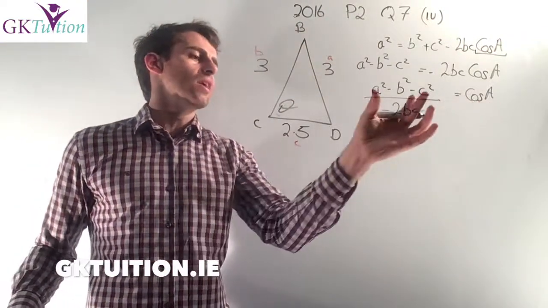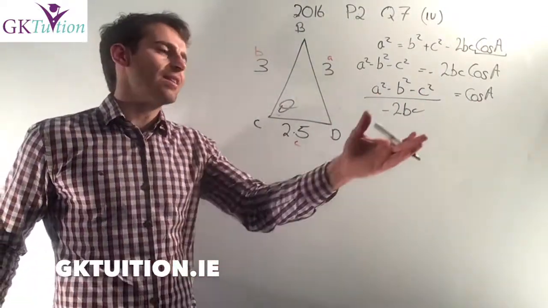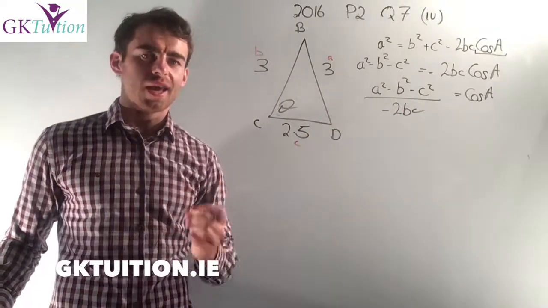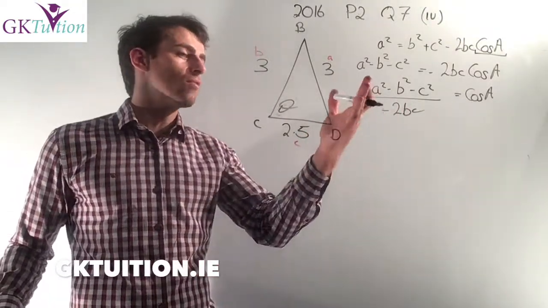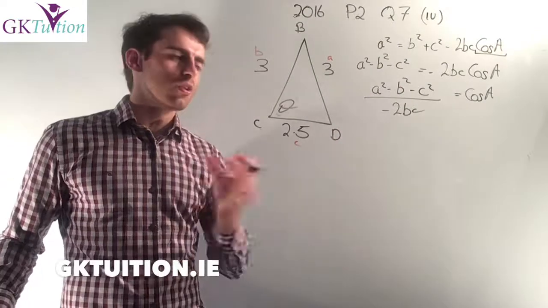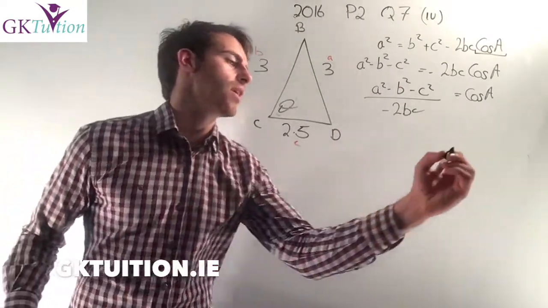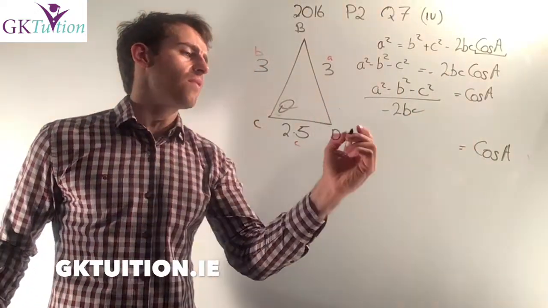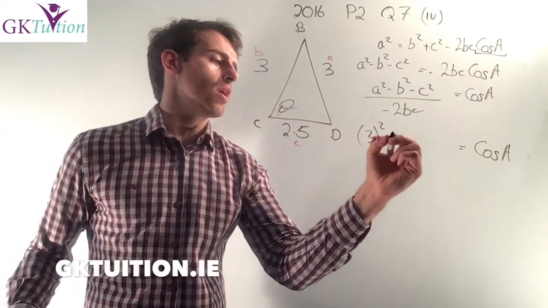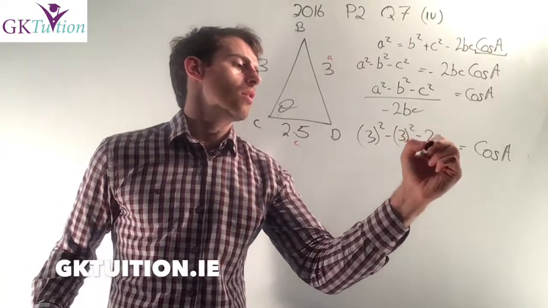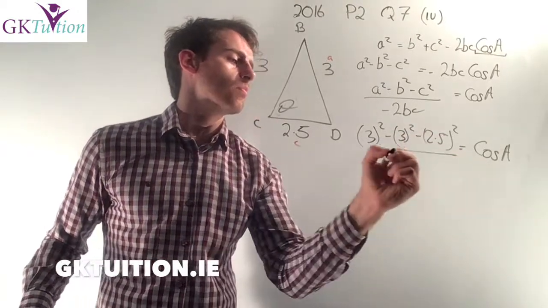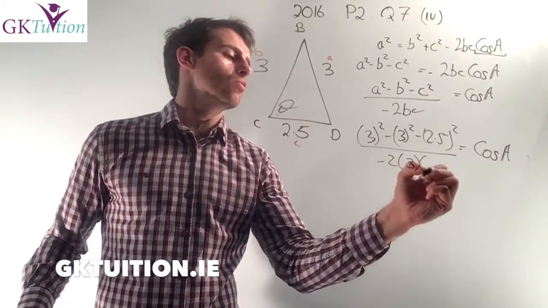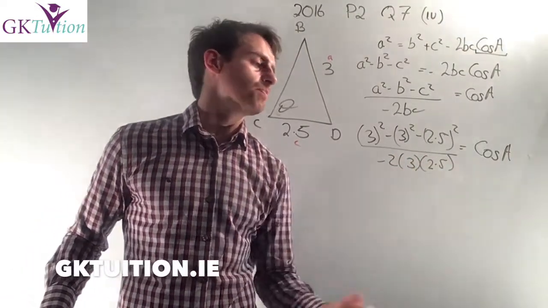So now I've got cos A is equal to this. And at this stage it's still the same formula, but it's just going to be easier for me to find my angle A now. So if I just sub in for the sides a, b, and c here, straight away I'll be able to find the value of cos A. So if I want to find cos A in this case, I'm going to sub in 3 squared minus 3 squared minus 2.5 squared divided by minus 2bc, which is minus 2 times 3 times 2.5.